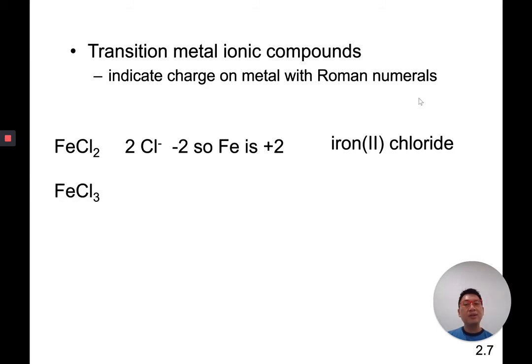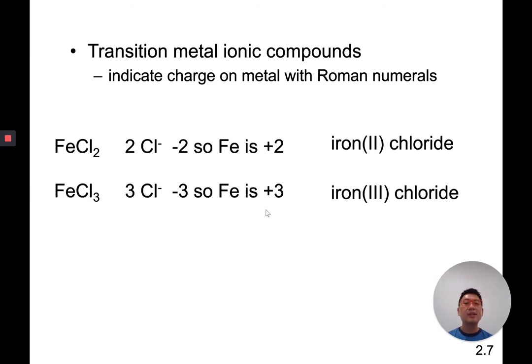Here's a different one. Well, remember, I know chlorine is -1, and I have 3 chlorines. So that's a total of 3 -1s, or -3. So iron's charge has to be +3 in that case. +3, -3. It's also known as iron 3 chloride.